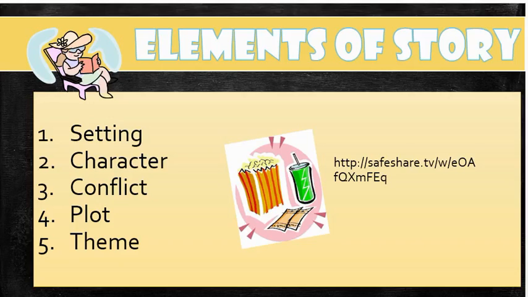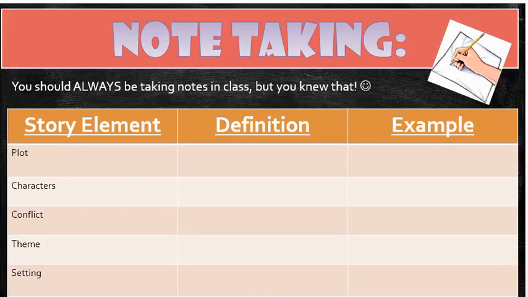So as you saw in the video prior to this, there are 5 elements of a story: setting, character, conflict, plot, and theme. We're going to work through each of these so that you guys can show mastery and then identify these in actual short stories we're going to be reading throughout the quarter. First off, it's very important that you guys take notes. What I would do is set up a grid like this one. Have the story elements on the left side: plot, characters, conflict, theme, and setting. You should know what the definitions of each of these is by the end of these lessons, and an example perhaps of one that you can think of, whether from your own life, from a television show, from a movie, from a book.